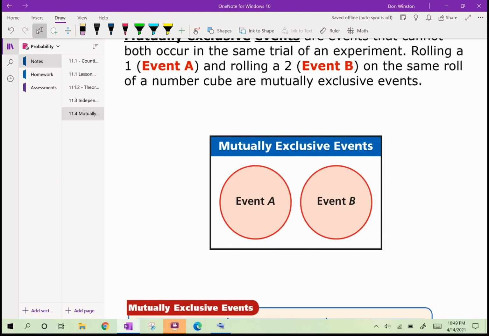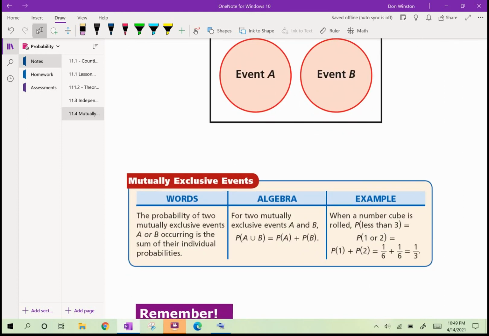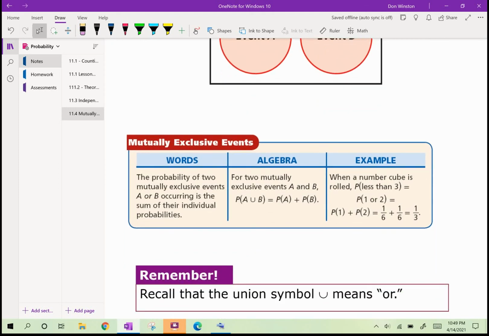So how do we find the probability of mutually exclusive events? The probability of two mutually exclusive events A and B occurring is the sum of their individual probabilities. So for two mutually exclusive events A and B, the probability of A or B, and this union symbol means or, is equal to the probability of A plus the probability of B. Again, the union symbol means or.